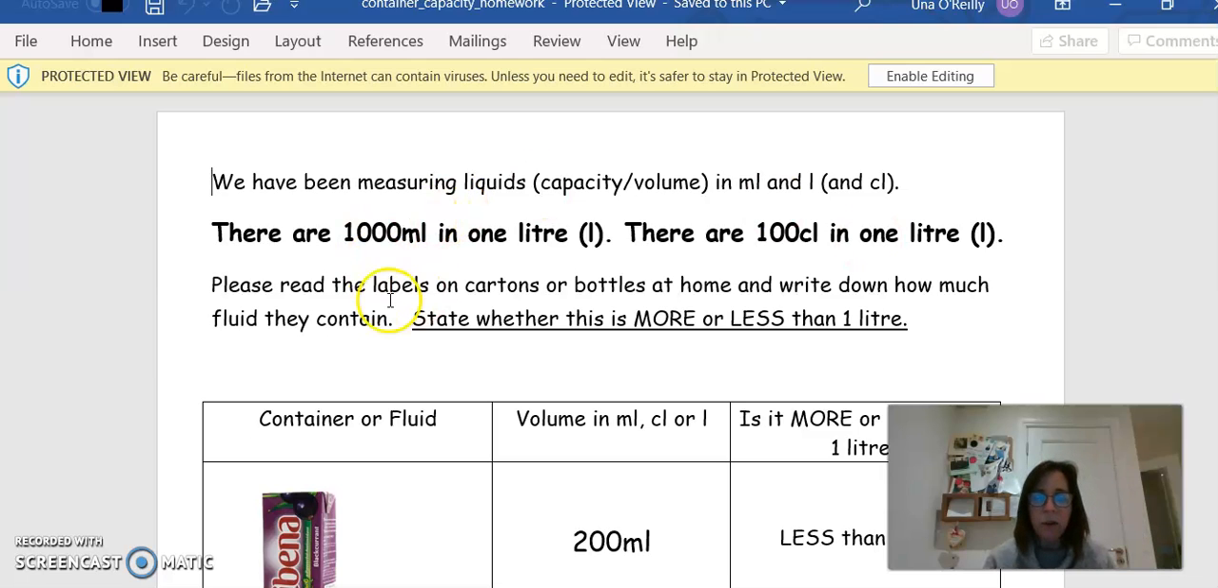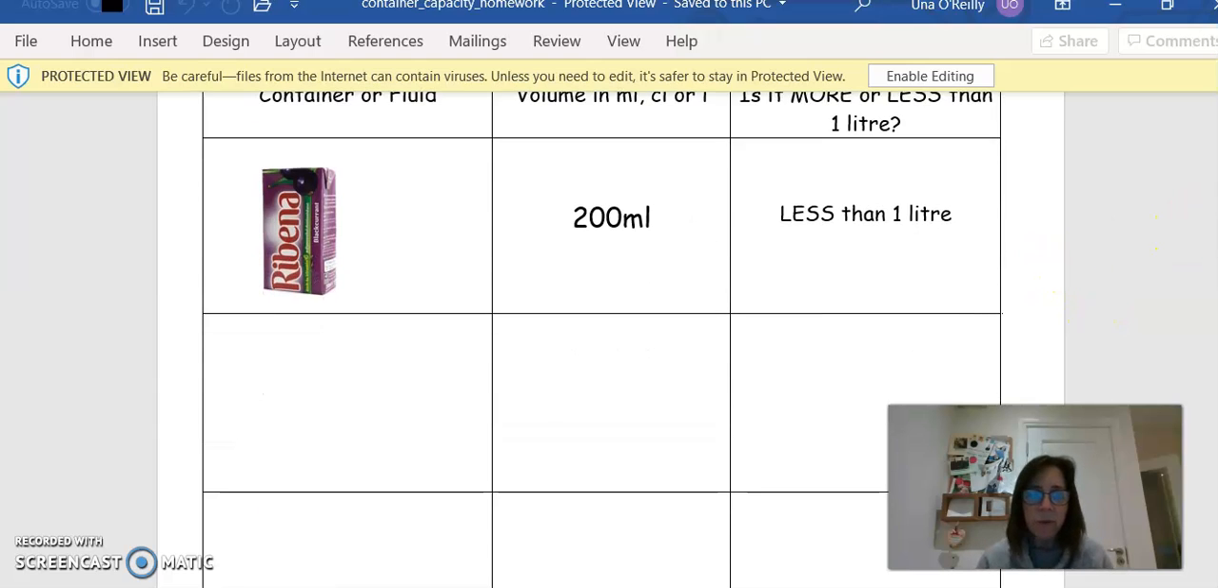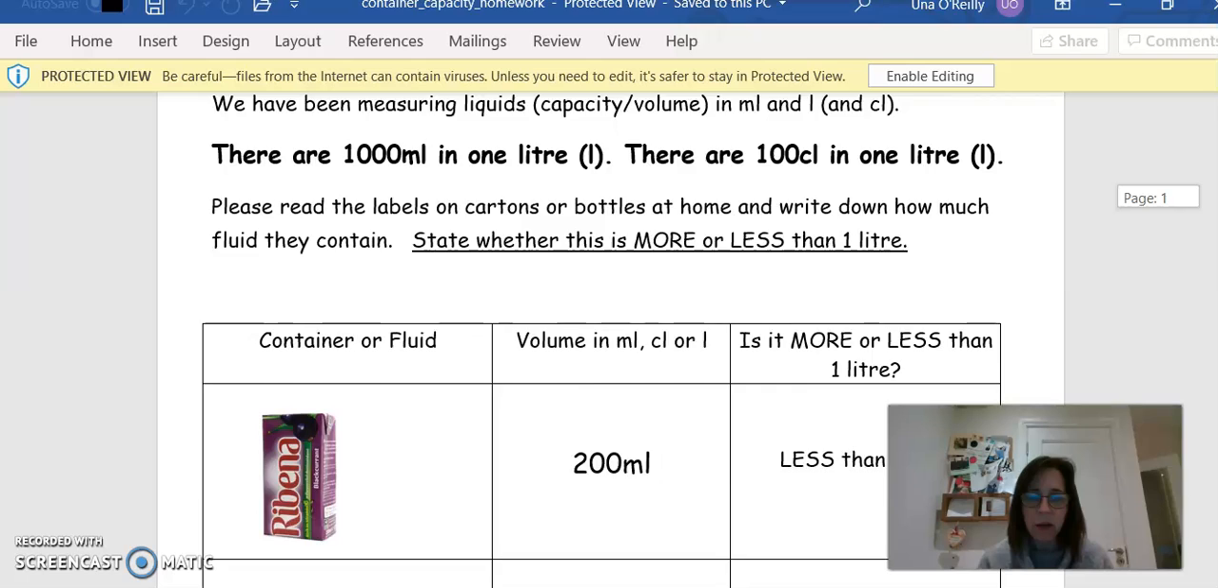Have a look at labels on cartons or bottles at home and write down how much fluid they contain. Okay, so state whether this is more or less than a litre if you know. So the example that you have there is a Ribena. Sorry, if I can move down. Hold on, I'll go over here. There we go. Right, this doesn't want to move for me. That's just great. There we go. Finally. Okay, so you've got a Ribena carton there.